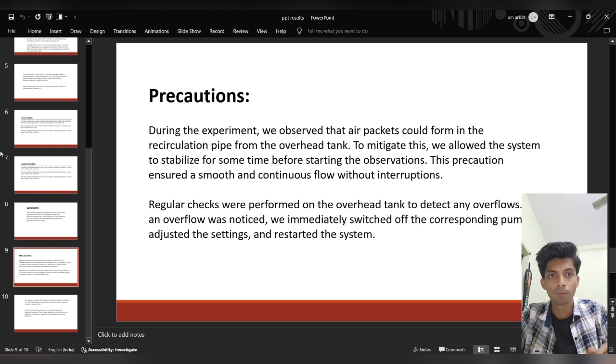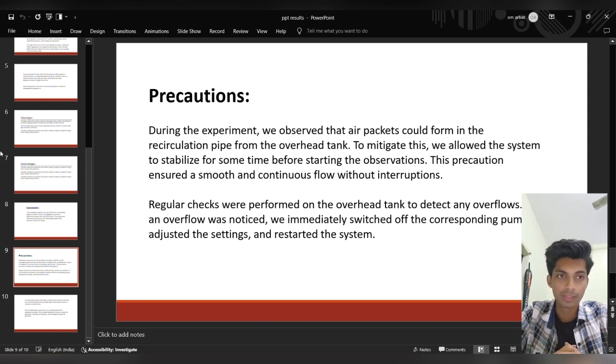Secondly, monitoring for overflows in the overhead tank. Regular checks were performed on the overhead tank to detect any overflows. If an overflow was noticed, we immediately switched off the corresponding pump, adjusted the settings, and restarted the system. This practice helped prevent unnecessary spillage and ensured consistent flow rates.